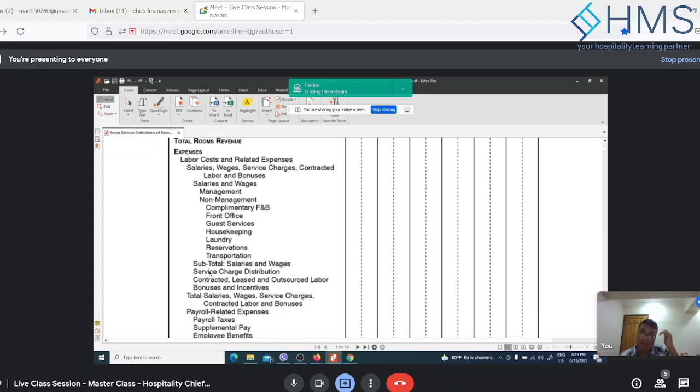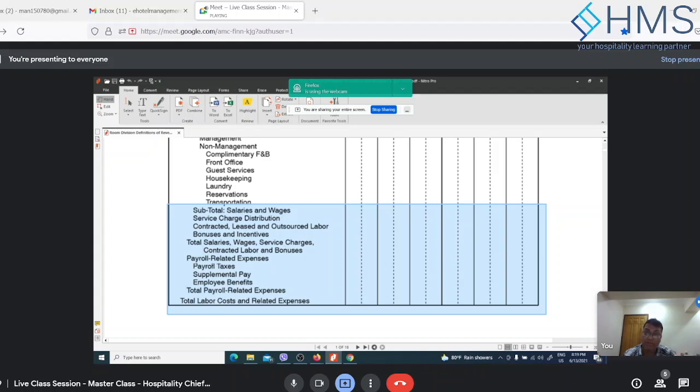So every line, you may need to have either a sub ledger, or you need to maintain the details outside the ledger, meaning in an excel file somewhere, so that you can get the details of the expenses for future purposes. Right, and then you will have your total salary and wages, so that's the total.